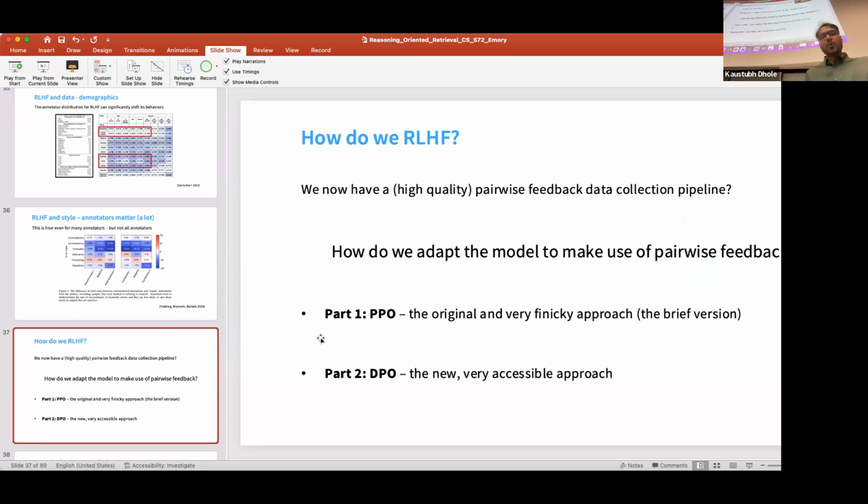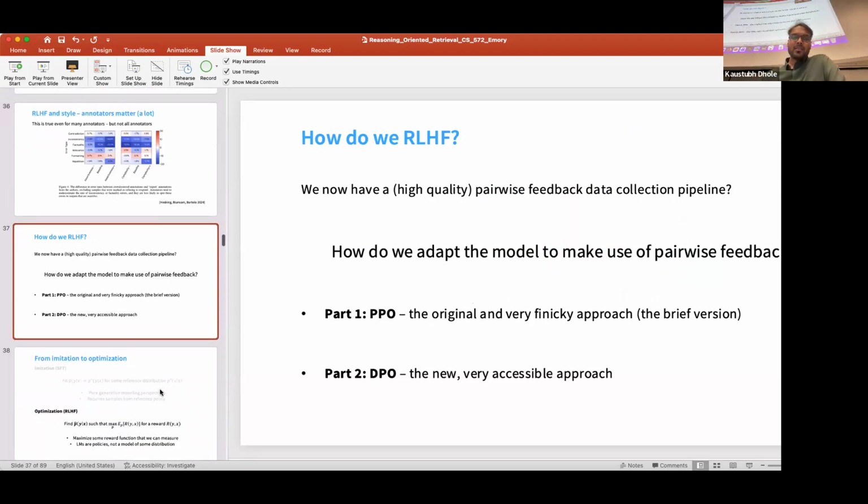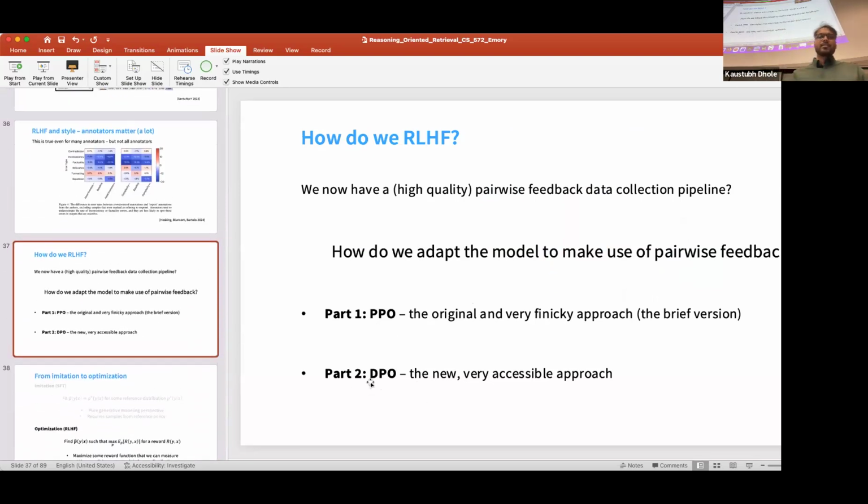So now we have the data. We have this pairwise data. Now let's look at the method. How do we adapt our model to make use of this pairwise data? There are two approaches. One is the reinforcement learning approach called PPO, Proximal Policy Optimization, which we'll take a look at. And DPO, which is a supervised learning equivalent, but I think we might not have time for that. I might briefly talk about that as well.